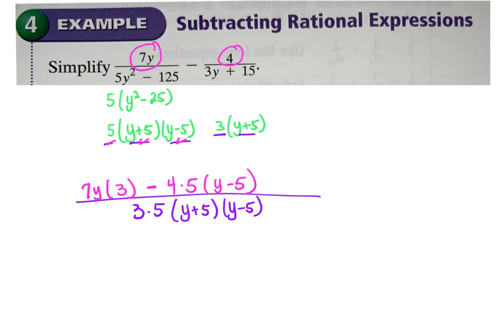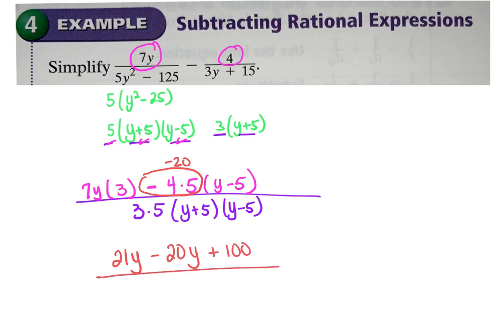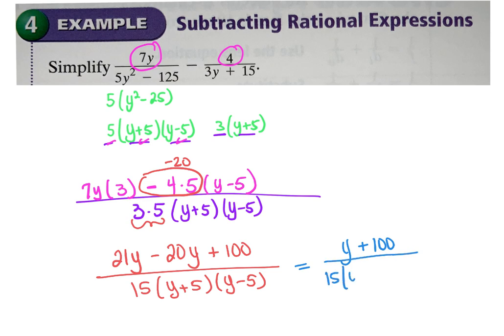I'm going to simplify this. So 7y and 3 is 21y. I am distributing a negative 20 here. Negative 20 times y is negative 20y. Negative 20 times negative 5 is positive 100. And then I can go ahead and simplify my denominator at this point. I left it out like this because I wanted to see the 3 and the 5 separately when I figured out what was missing. But 3 times 5, you can write it as 15. And you can say y plus 5, y minus 5. And then we can go ahead and simplify that numerator. 21y minus 20y is just y. The 100 doesn't simplify. Over 15 times y plus 5 times y minus 5. And that's my final answer there.